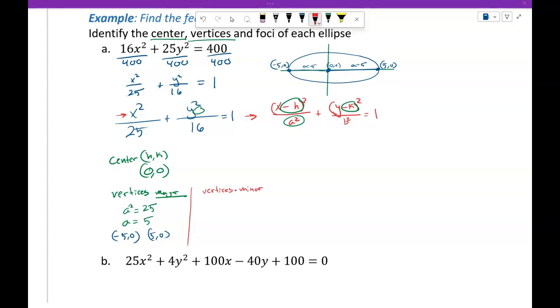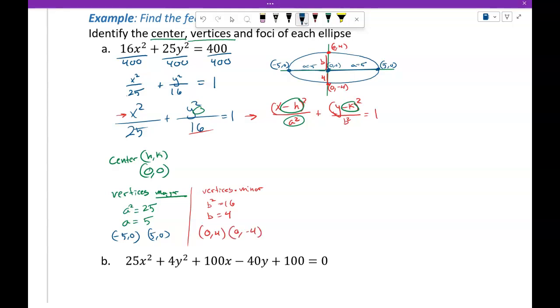Again, similar process, but instead of using a, we use b. Well, b squared is our other denominator, 16. And so b squared is 16, b has to be 4. So that means our co-vertices are 4 units above and 4 units below our center. That means going 4 units up, we have the point (0, 4), and 4 units down, we have the point (0, -4).